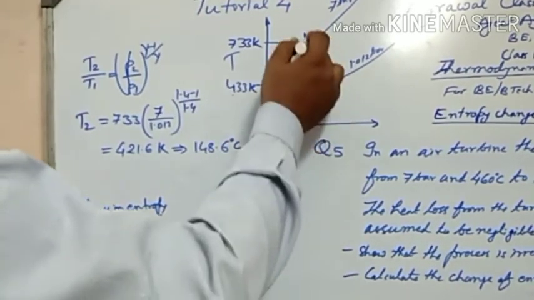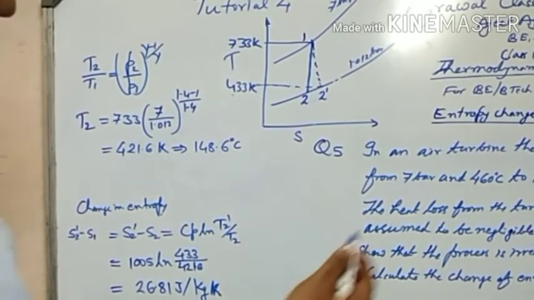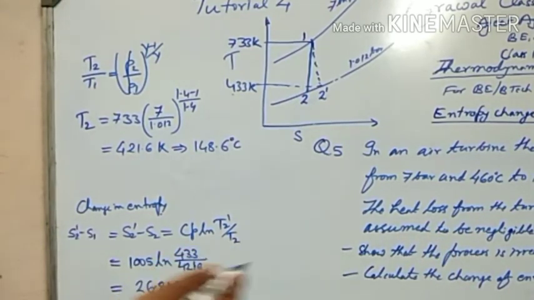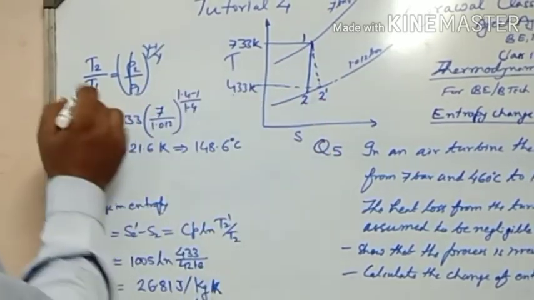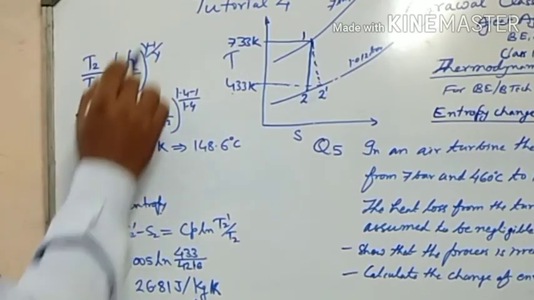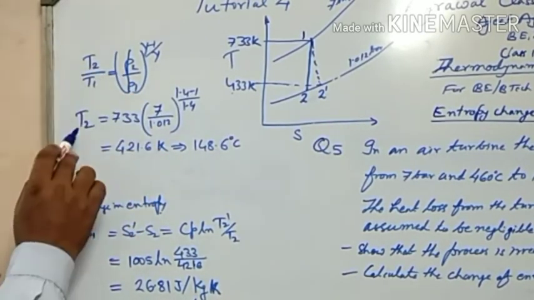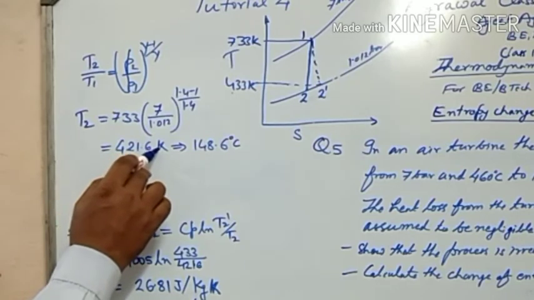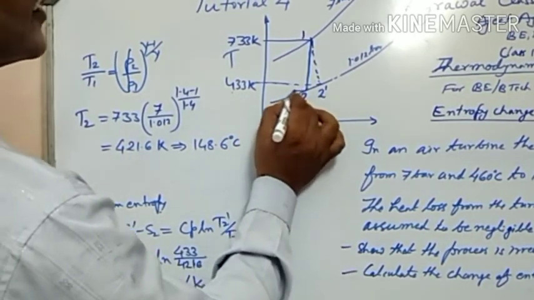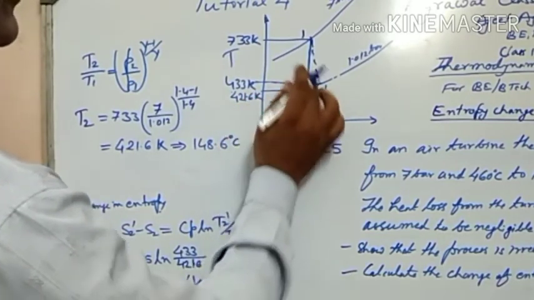So first we will assume this as a reversible adiabatic process, or simply an adiabatic process, because the heat loss from the turbine is given as negligible. So we can assume it as 0. So for 1 and 2 we have the relation T2 by T1 equals P2 by P1 to the power (gamma minus 1) upon gamma. Here we take gamma because we are assuming this process as an adiabatic process. So T2 is equal to 421.6 Kelvin, that is 148.6 degrees Celsius. So this point is 421.6 Kelvin, it is lower than this.